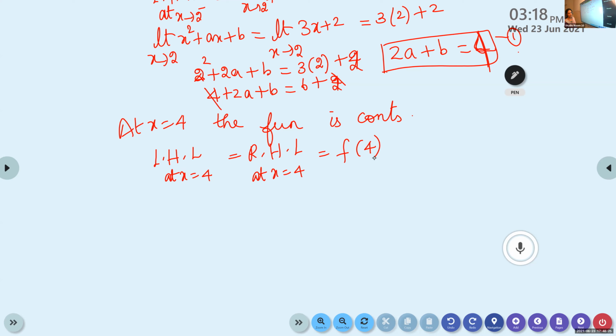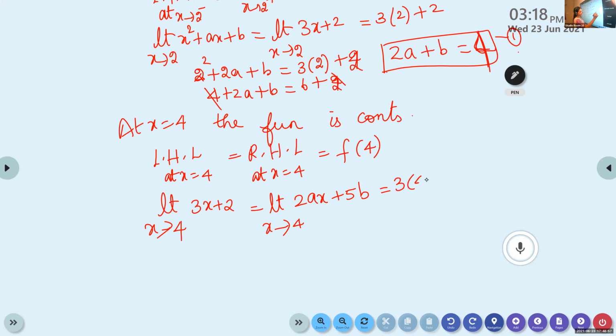So left hand limit means less than 4. For less than 4, what is the function? For less than 4, the function is 3x plus 2. For greater than 4, what is the function? It is 2ax plus 5b, equal to f of 4. When x is 4, we will get 3 into 4 plus 2.